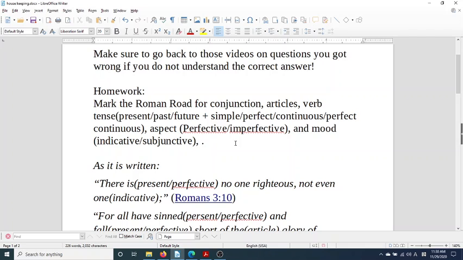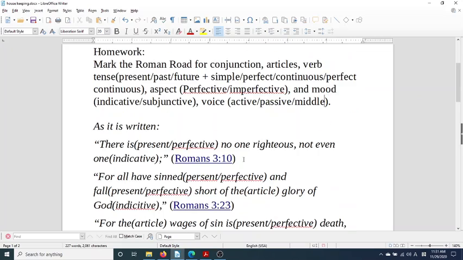And we're going to add voice. So the voice is either going to be active, passive, or middle. And if you don't know what this means, that's fine. That's what today's lecture is about. We're going to be talking about voice and reported speech.